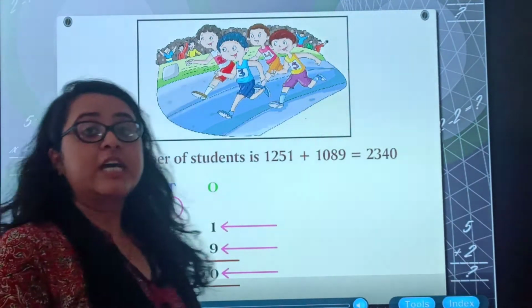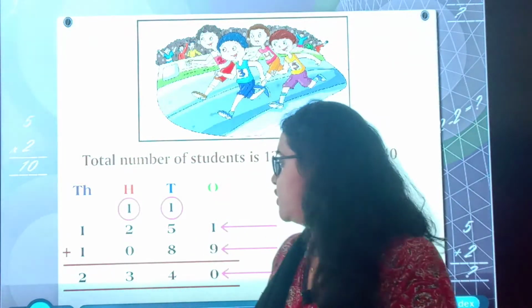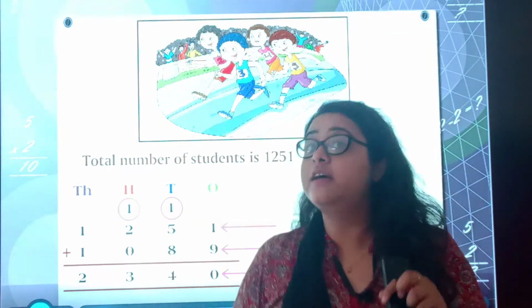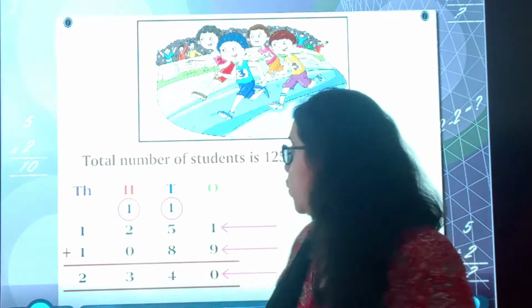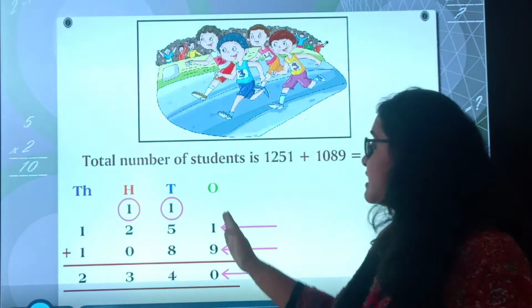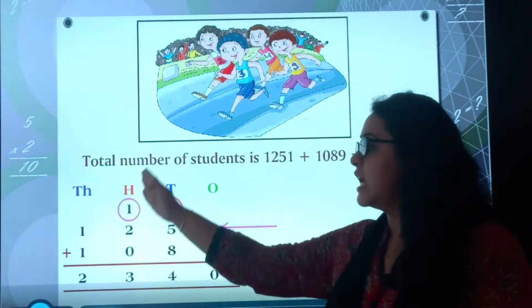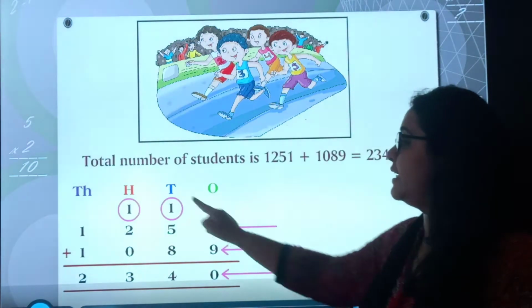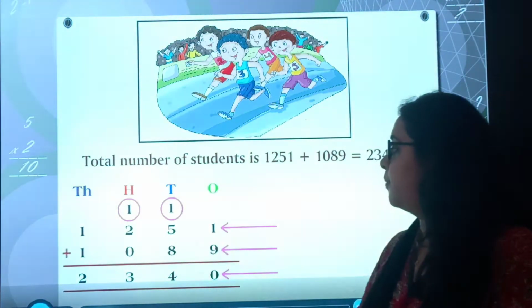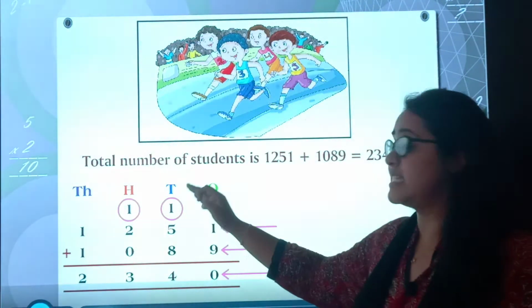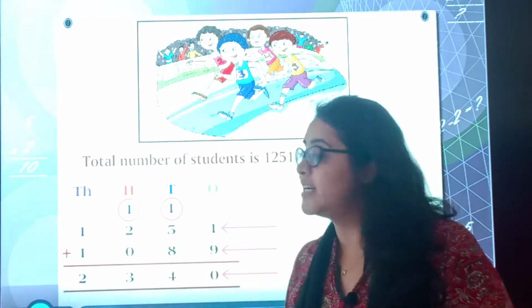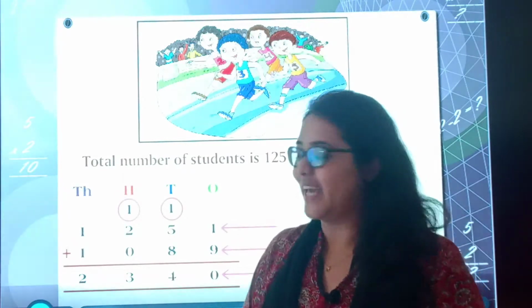See students, here is the example of 4-digit addition. There were boys as well as girls who participated in a quiz. So now we will add it. Remember, see, ones, tens, hundreds, thousands. Understood? 9 plus 1, 10. 1 will be carried forward here. 5 plus 1, 6. 6 plus 8, 14. Understood? You remember the concept? Should I move further? Okay.